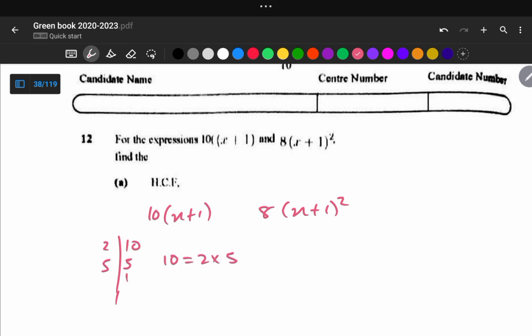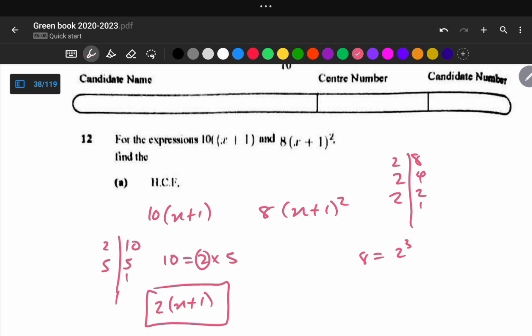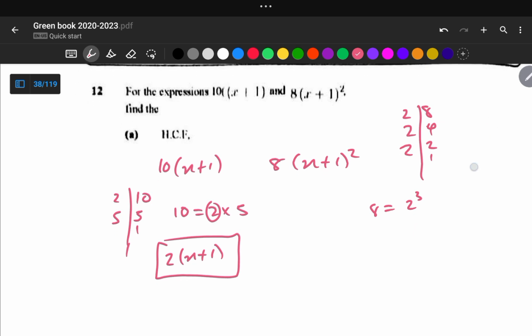And let us also express 8 as a product of its prime factors. If we divide 8 by 2, it gives us 4. 4 divided by 2 gives us 2. 2 divided by 2 gives us 1. Therefore 8 is equal to 2 raised to the power 3. So for our highest common factor, what is common here is 2 and 2. Therefore 2 becomes our common factor, together with x plus 1. So it is 2 times (x plus 1). This is our highest common factor for the expressions 10(x plus 1) and 8(x plus 1) squared.